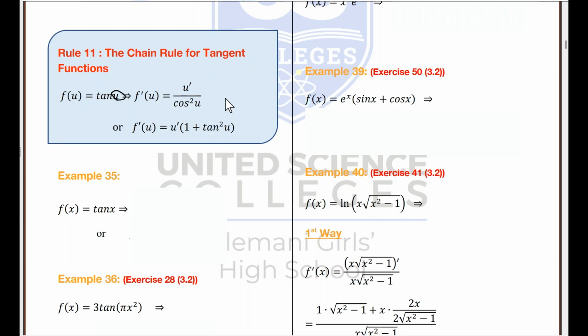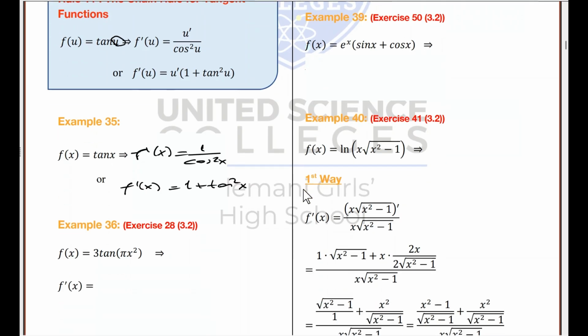Okay, we have two different rules. They have the same result. Okay, tangent x, derivative of tangent. If you write it with the cosine rule, derivative of the angle, which is 1, divided by cosine squared of the same angle. Or if you want to write the answer with tangent, it's going to be derivative of the angle 1 multiplied by 1 plus tangent squared of the same angle. Pretty simple if you don't confuse the rules.